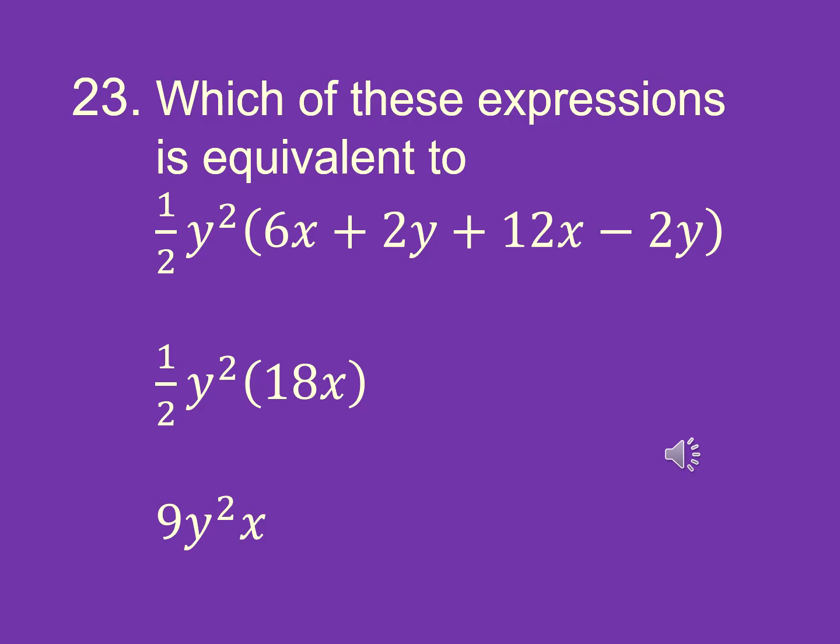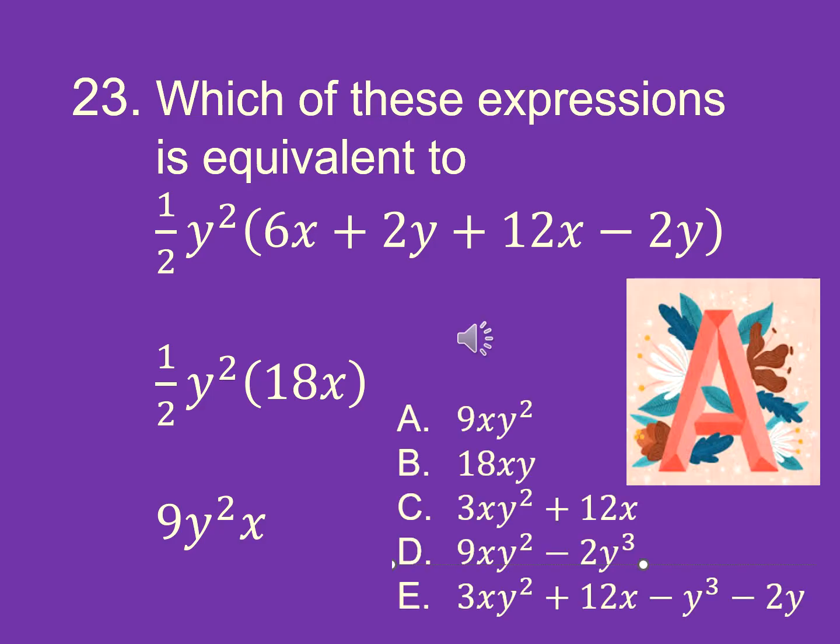So I've got 1/2 y squared times 18x. Now I take half of 18, which is 9. I put my variables together, and what I have is 9y squared x. I go back and I look at my choices, and it turns out that choice A is the same thing, except that the variables are in alphabetical order instead of the order I wrote them down in. Normally, books and tests will write answers in alphabetical order, but it really doesn't matter which order you use, but A is going to be the correct answer.